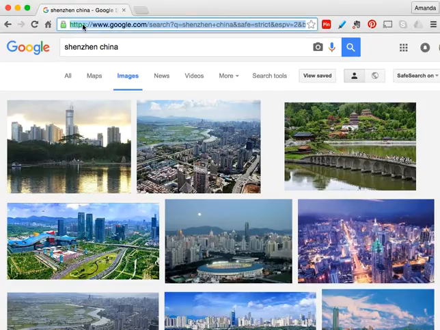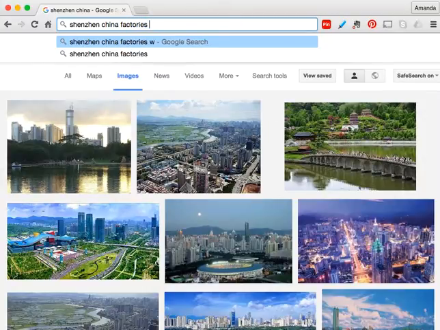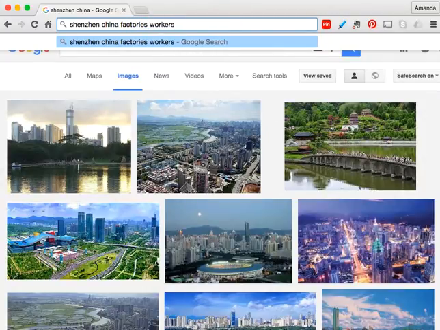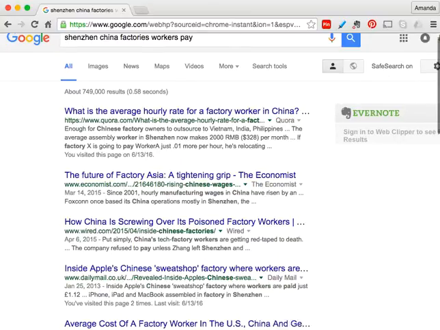I'm starting with the place name of Shenzhen, China, and adding factories, workers, and pay. I want to find information about how much workers are paid. So here are some articles that might be helpful to me, and I did go through and look at these. This article from The Economist, a very reliable source publication, talks about the future of Factory Asia and how conditions are changing for workers being paid a higher wage. This might have some information about the average wage that workers are paid in factories.